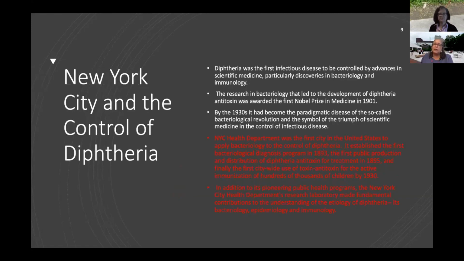So, New York City and the control of diphtheria. I'm trying to talk fast, but I'll try to slow down a little bit. It was the first infectious disease to be controlled by scientific medicine, particularly by discoveries in bacteriology and immunology. The work in bacteriology led to the development of the antitoxin, which was awarded the first Nobel Prize in medicine. And by the 1930s, it had become the paradigmatic disease of the bacteriological revolution and the symbol of the triumph of medicine in the control of infectious disease.